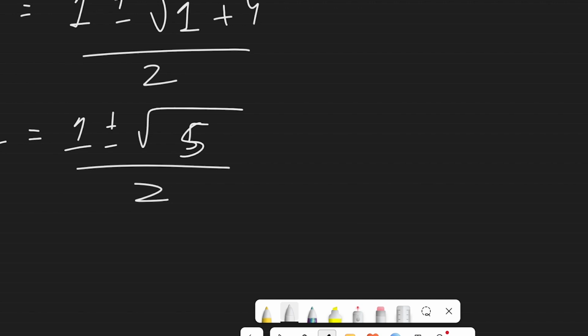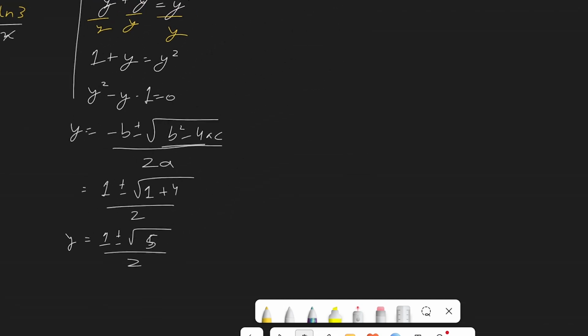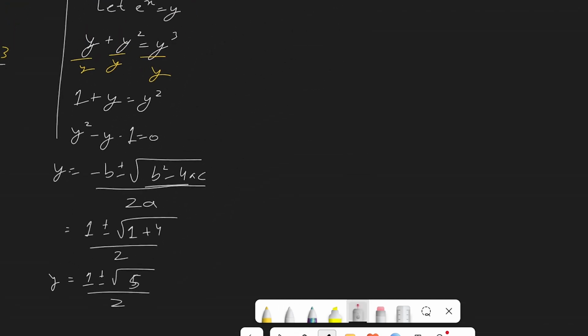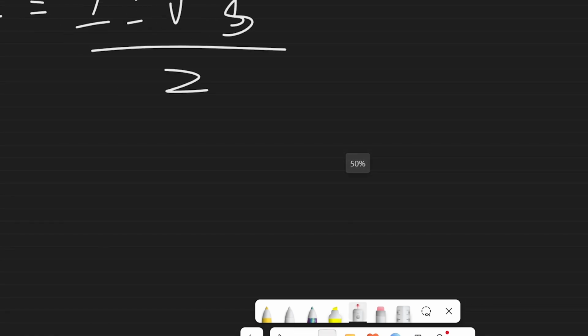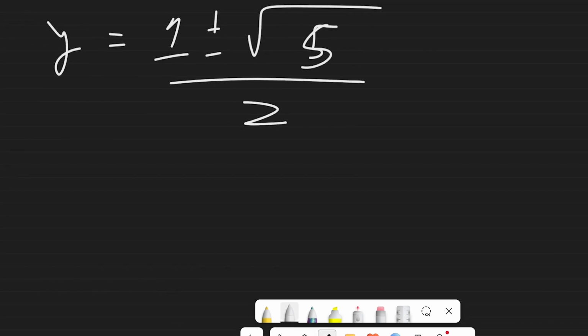Now we have to see what we supposed y to be equal to. We supposed that y would be equal to e^x. That means these are not the values of x, these are actually the answers for e^x.